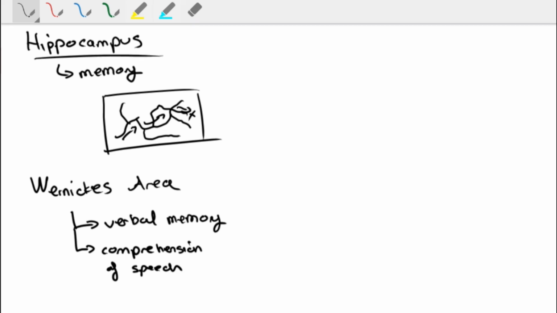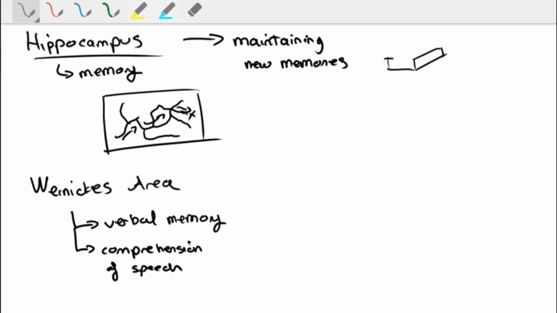Lastly, as you can probably tell by now, the temporal lobe deals with memory with the hippocampus as its main actor, and it deals with maintaining new memories and storing old ones into long-term memory.